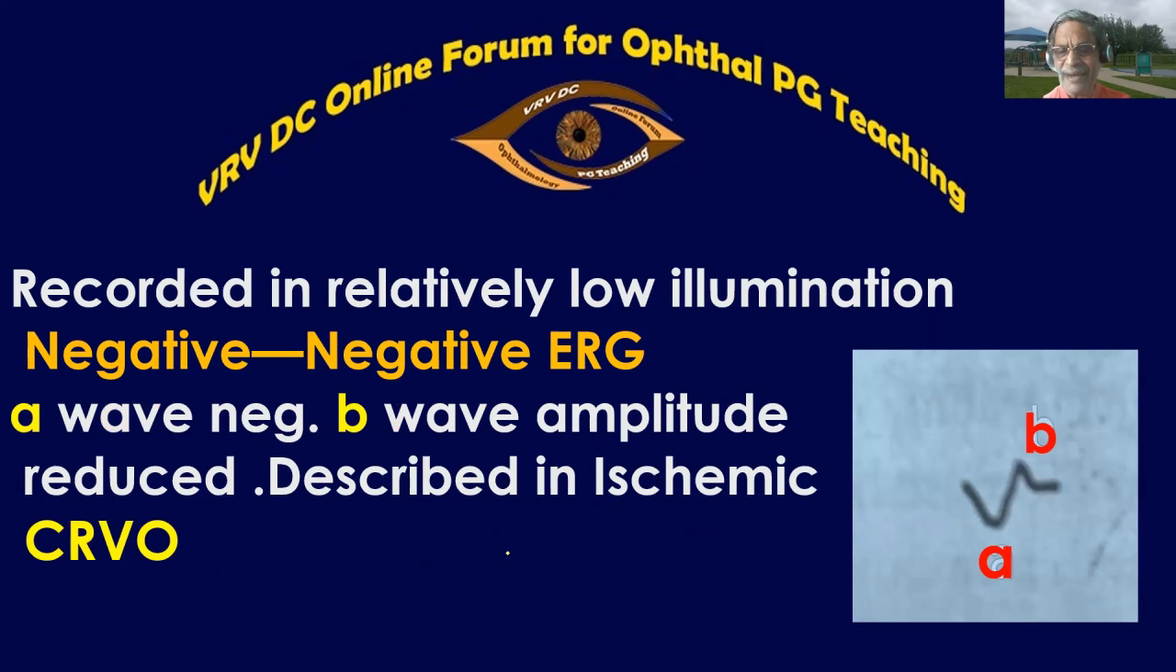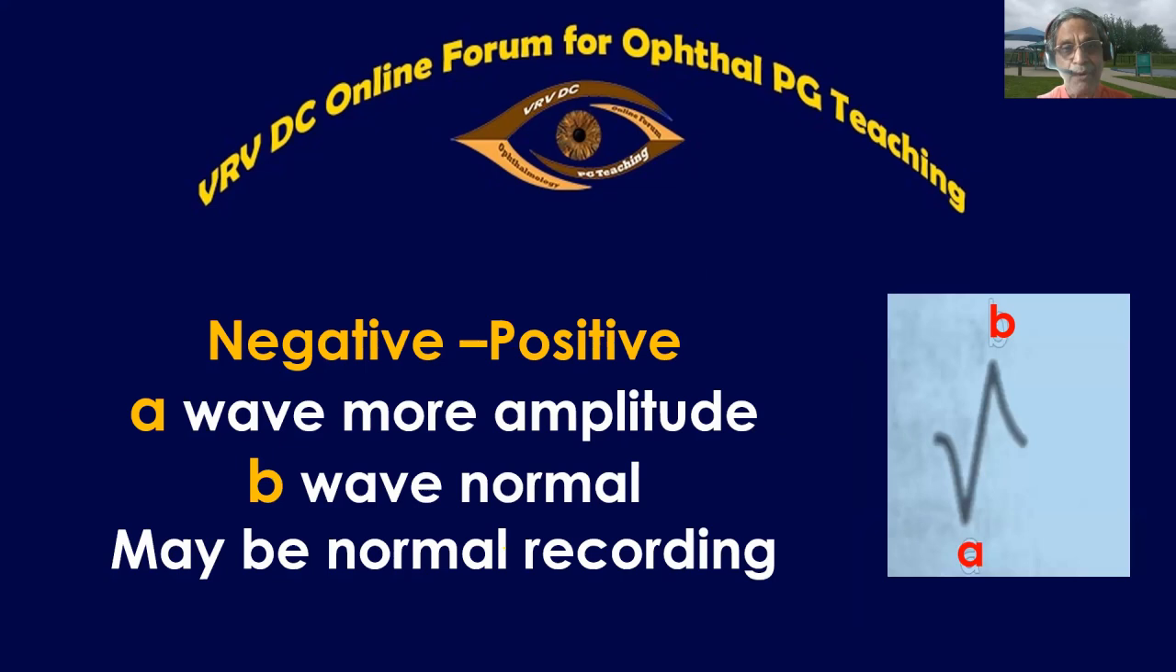That's what I normally tell CRV occlusions. What does negative positive mean? The A wave is going down further, the amplitude is increased, whereas the B wave is normal. What do you mean by that? Any importance? No, it's only normal, maybe a normal recording. By chance, if you're asked in the examination what is negative-negative ERG, or what is negative-positive ERG, you tell these two things. That's enough.